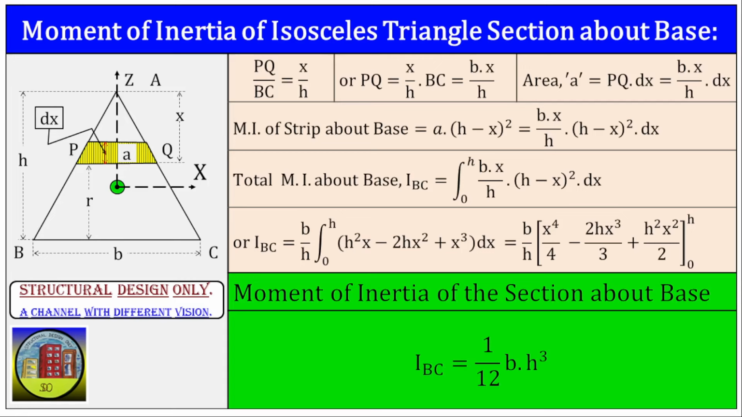Now to get the moment of inertia of the whole section, we have to integrate the above equation, considering lower limit as 0 and upper limit as h, and say this is IBC. After doing that, we get the equation IBC equals 1/12 into b h cube. And this is our equation for the moment of inertia of the whole isosceles triangle. In the next slide we are going to look at the theorem of parallel axes.